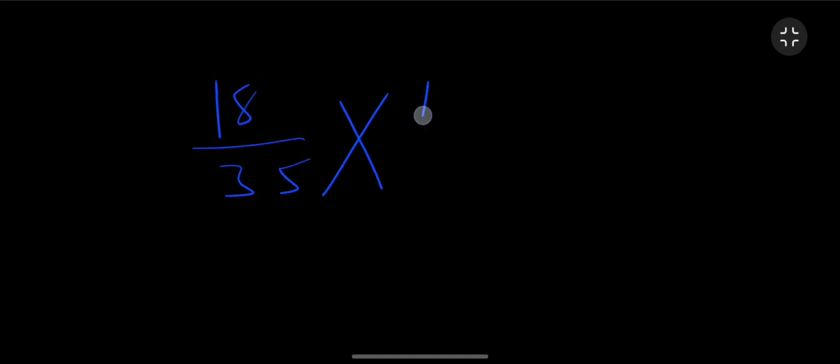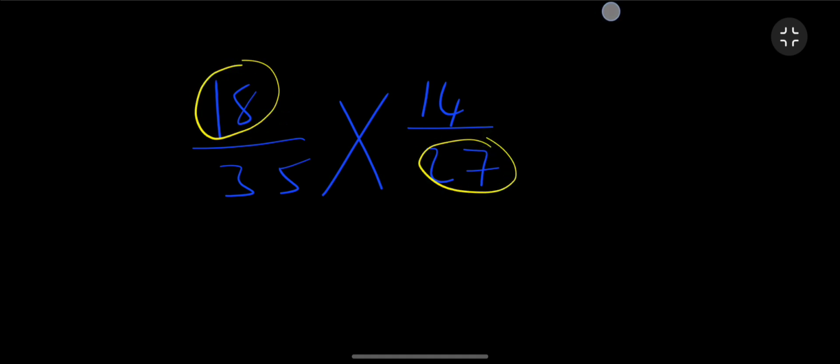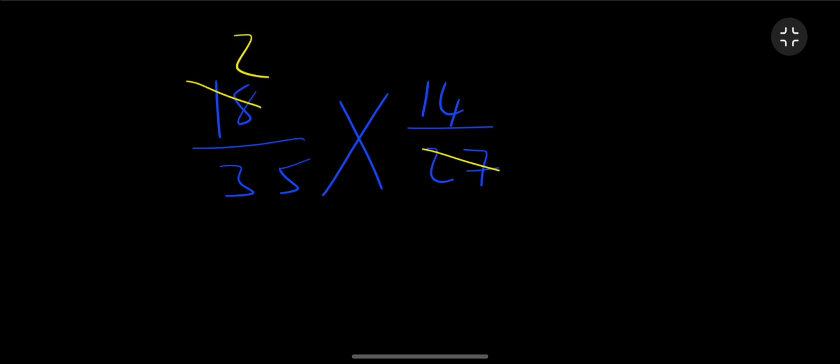So for the next example, let's say we do have this. In this example, we can see that we can reduce 18 and 27, and we can also reduce 14 and 35. So we can divide 18 and 27 by 9. So we say 9 into 18, that will be a 2. Then 9 into 27, that will be a 3. Then for 14 and 35, we're going to divide the numbers by 7. So we say 7 into 14, that is a 2, and 7 into 35, that is a 5.